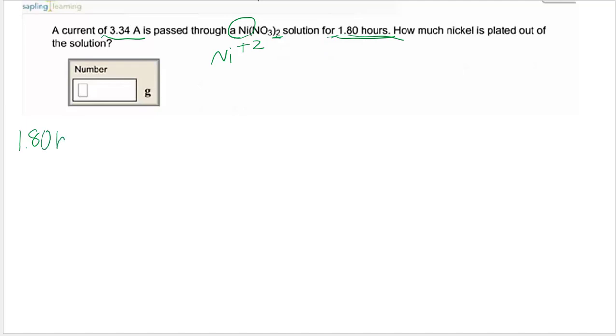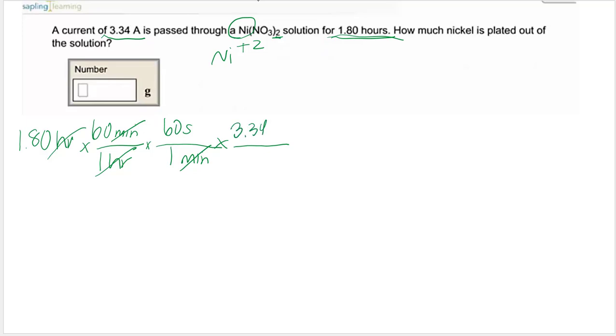And we know that we need our time in seconds. So let's say that 1 hour is 60 minutes, and 1 minute is 60 seconds. Okay, so our hours cancel, our minutes cancel. We're at seconds now, which is what we want. We got to multiply it by our amps. So we have 3.34 amps. Remember, amps is coulombs per second. Okay, that gets rid of my seconds.